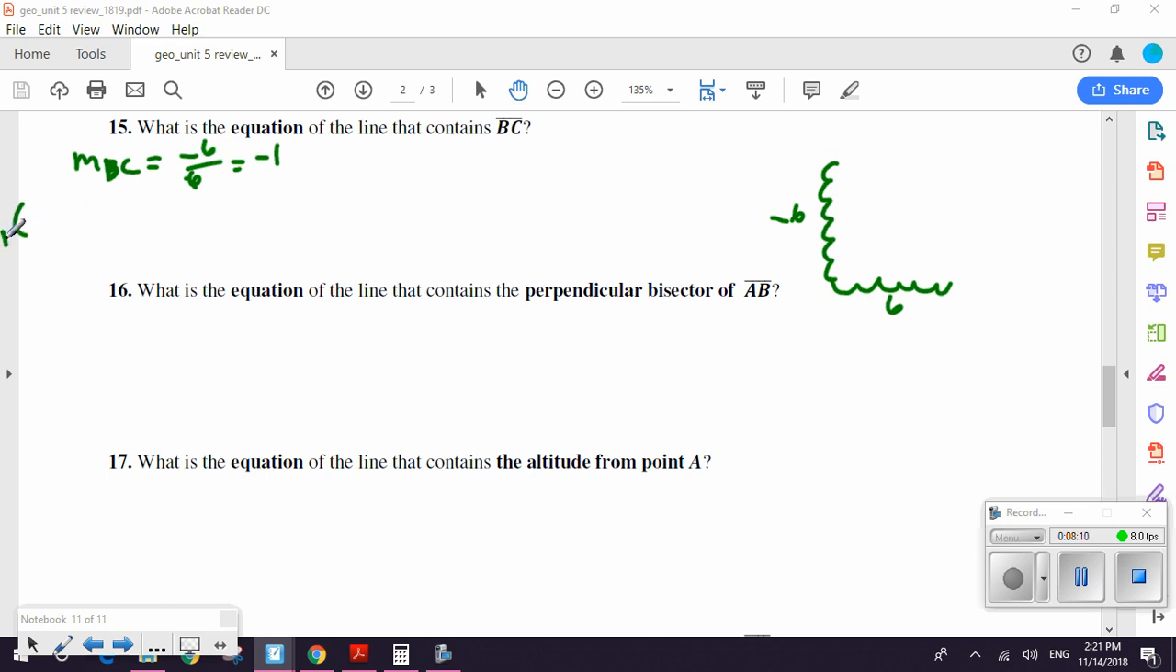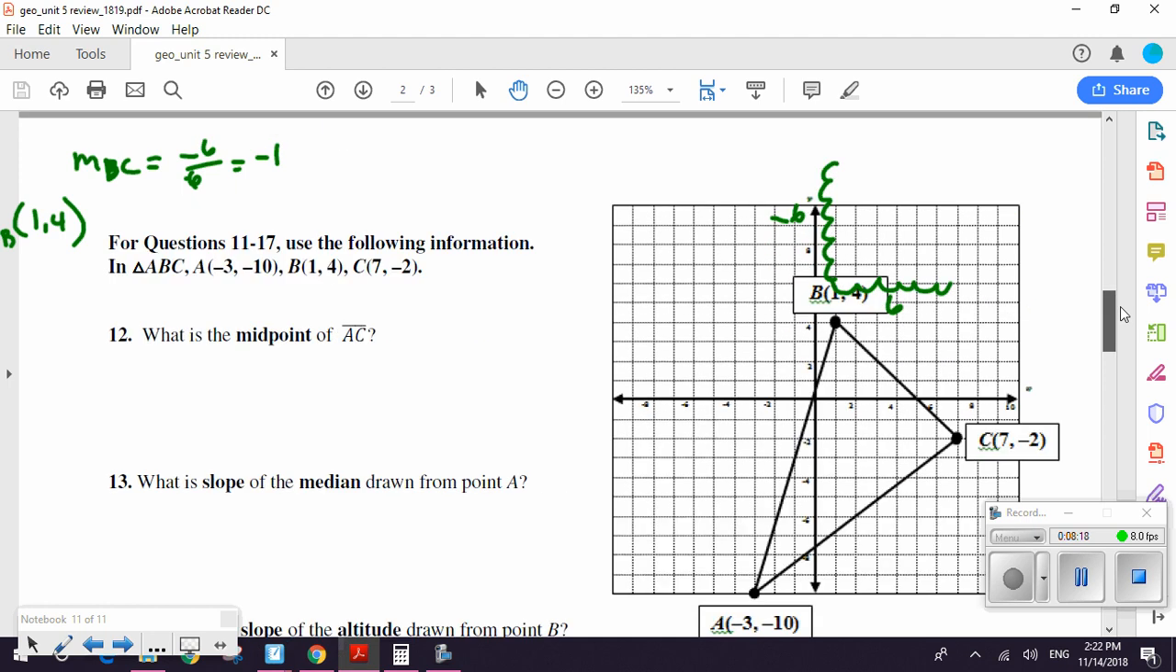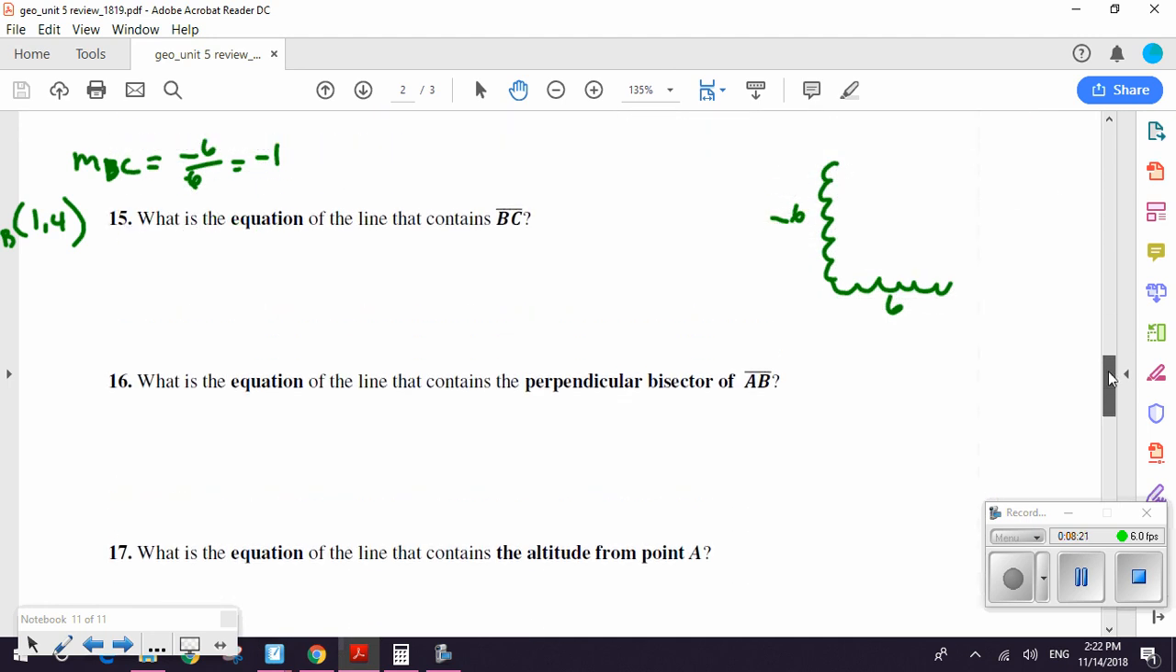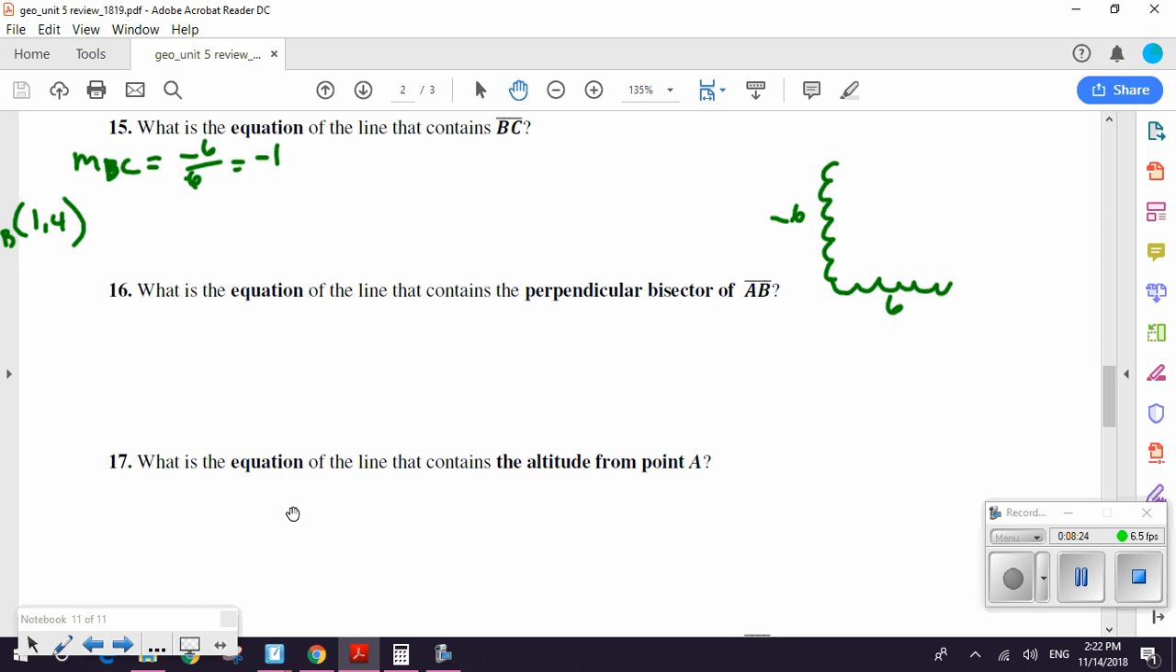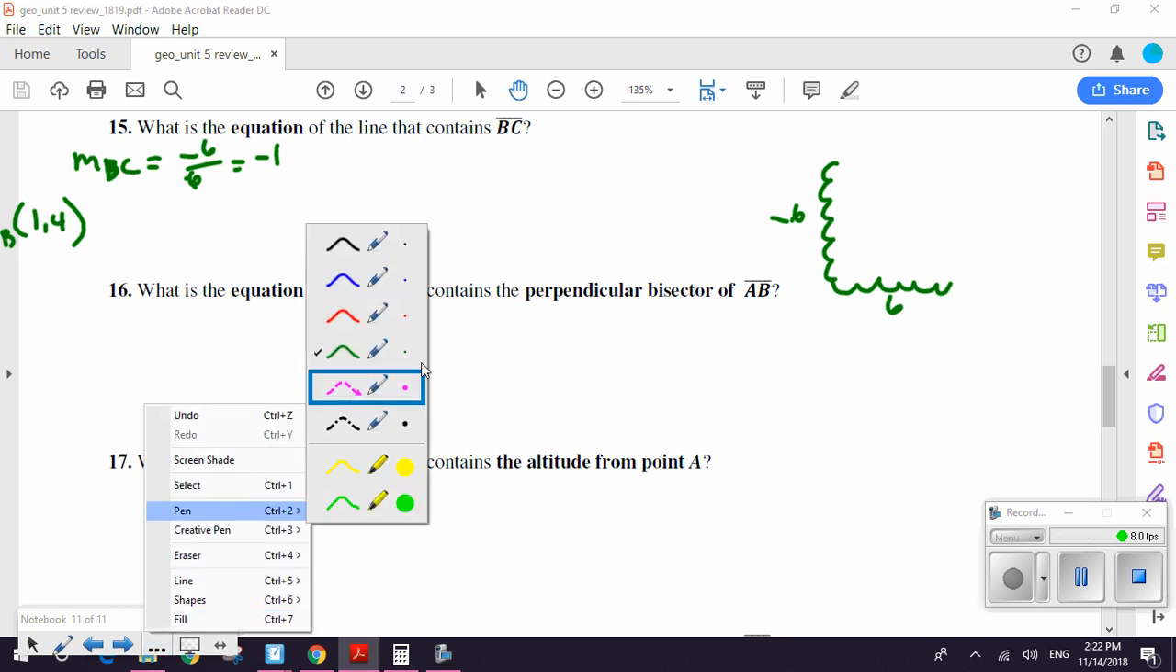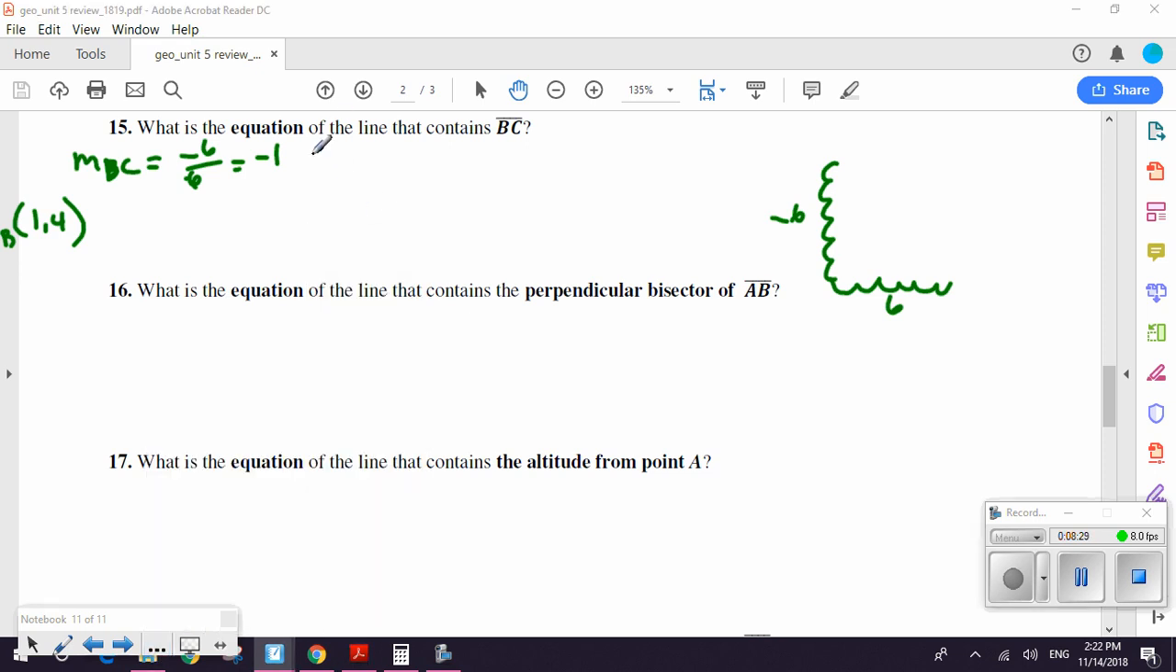Point B had the coordinates (1, 4), right? So I'm going to use point B since it's all positive to write my equation. I'm going to start with point slope form. You have options, but I'm going to start with point slope form. That's y minus y1 equals m times x minus x1. This is x1, this is y1. So y minus 4 equals negative 1 times x minus 1.